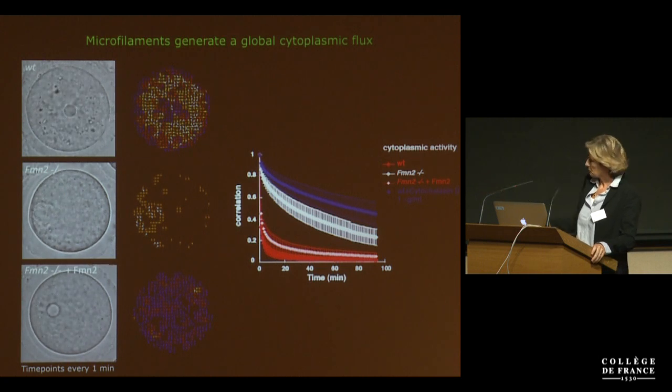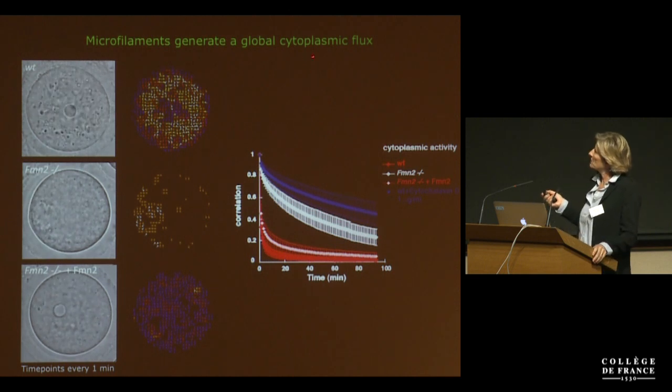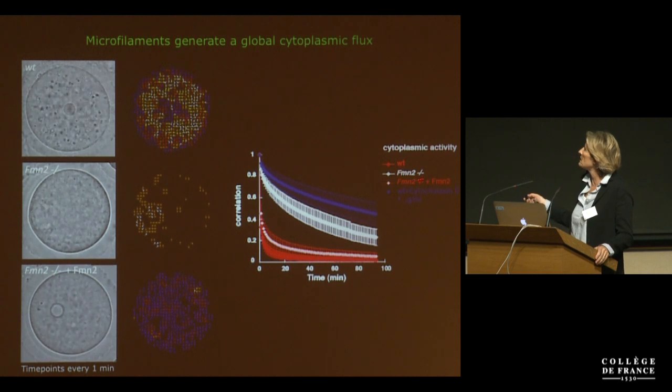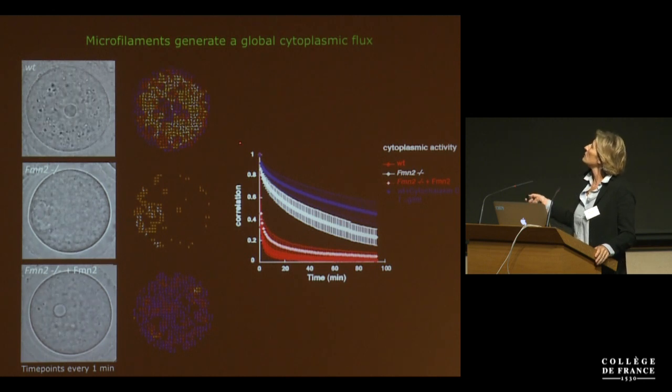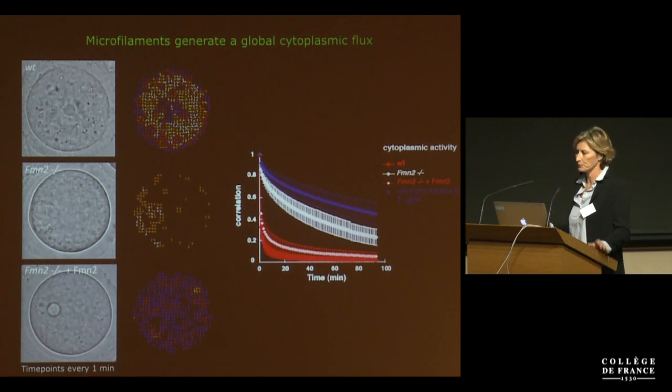like wild type. And we know that this global cytoplasmic flux is really due to the presence of microfilaments, because if we depolymerize microfilaments with cytochalasin D, so these guys, we then treat them with cytochalasin D, then we completely abolish the cytoplasmic activity. The correlation coefficient drops very slowly.